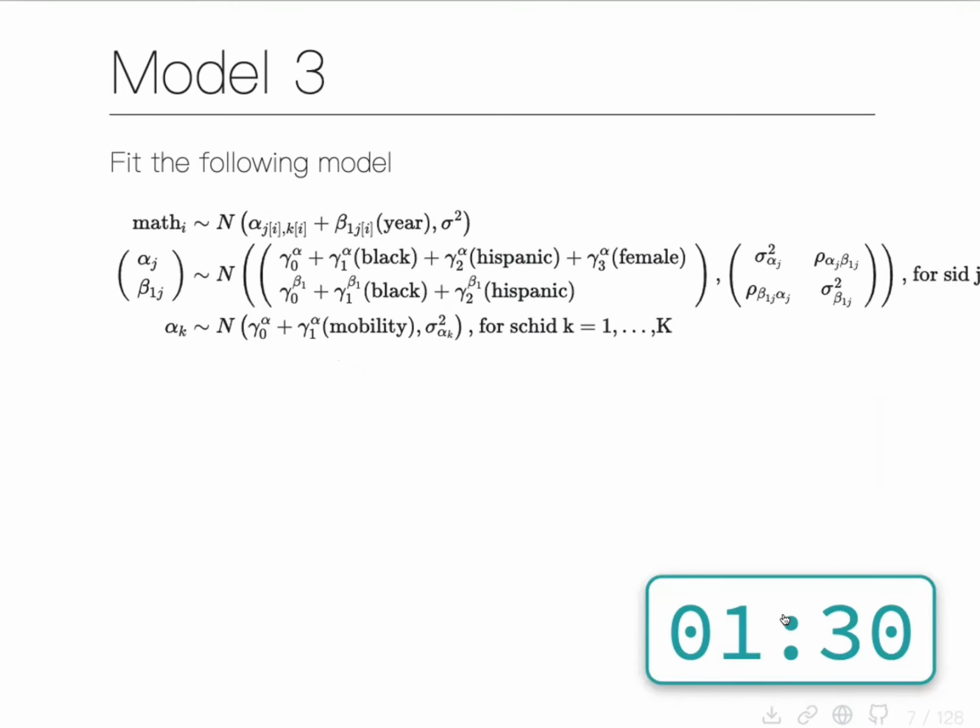Okay, let's try this one now. In this case, we have year as a predictor still. We have alpha jk, so that's the same as it was before. We have the intercept varying randomly at the student and school level, and the slope is varying at the student level, but not the school level. But then we have now Black and Hispanic, which are dummy codes, that are entered as predictors of the intercept, as well as female. But those predictors are also predictors of the slope minus female. So Black and Hispanic are also predictors of this slope, which is an interaction.